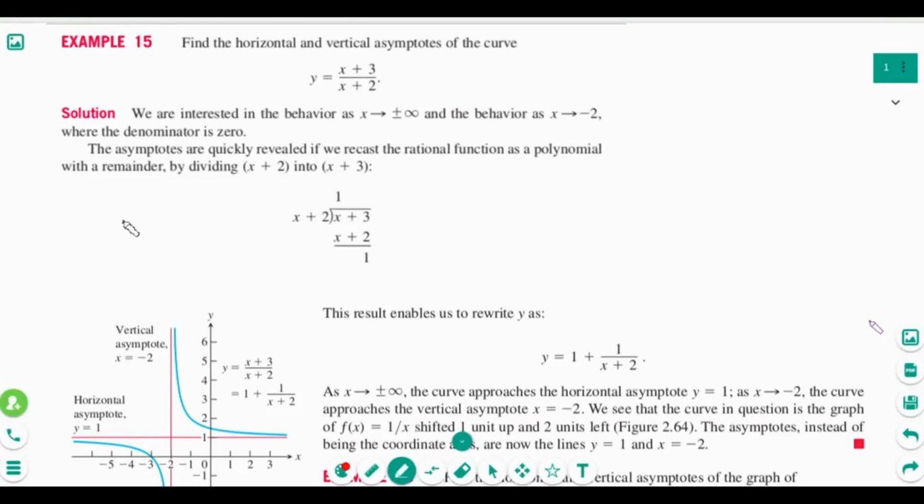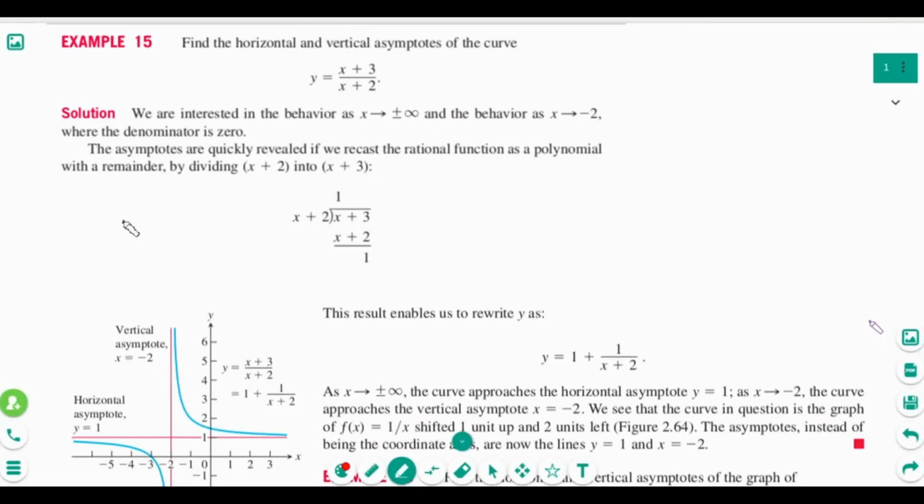Well, we are interested in the behavior as x tends to infinity, because that's where you get the horizontal asymptote, right? Why do you have to make the denominator 0? How does that help you? No. Let me tell you how to find the horizontal and vertical asymptote here.